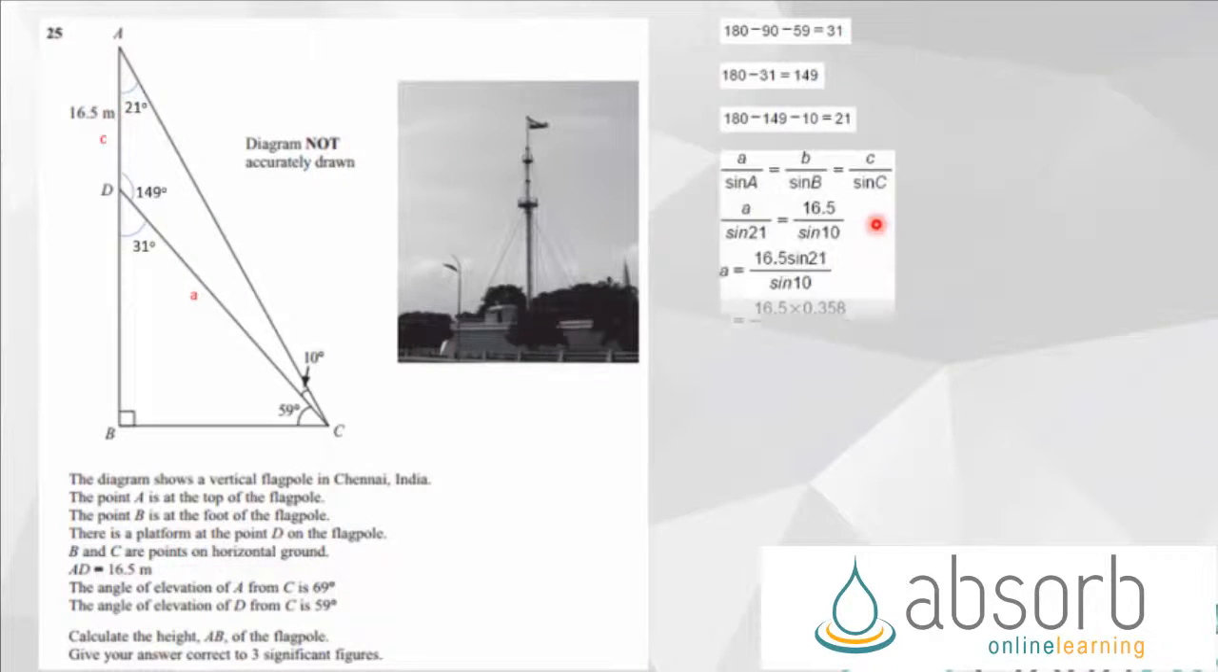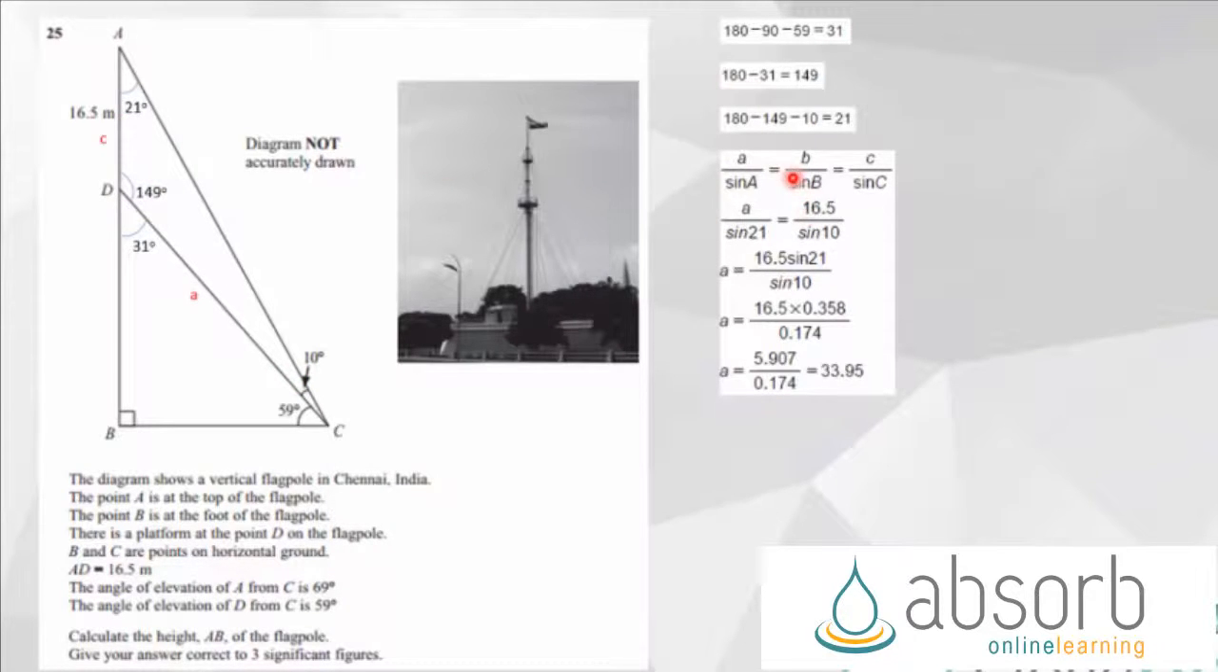Now, just running through what you would then do with that. The sine rule, of course, is a over sine A equals b over sine B equals c over sine C. That is on your formula sheet at the start of the paper, so you would just refer to that. Anytime you're using this, you're only going to be using two of these, not all three. So we're using a over sine 21, or a over sine A, is equal to b over sine B, and we've put the values in there: the 10 degrees that's down here, and the side that's opposite is the 16.5 meters.